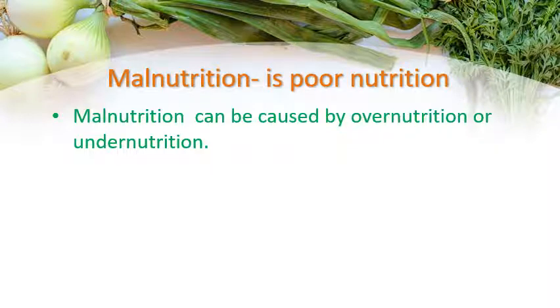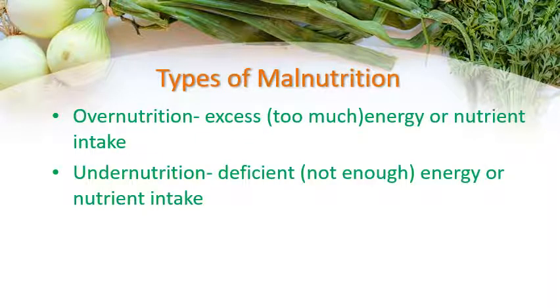Malnutrition is also known as poor nutrition. Malnutrition can be caused by overnutrition or undernutrition. Overnutrition is when there is excess, meaning too much energy or nutrient intake. Undernutrition is when a person is deficient or does not get enough energy or nutrient intake.